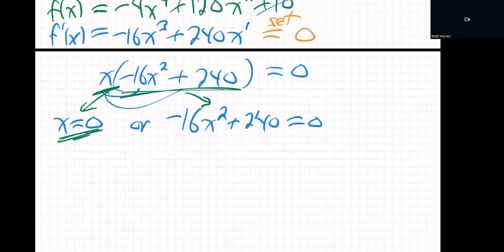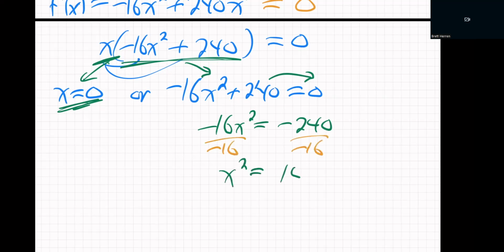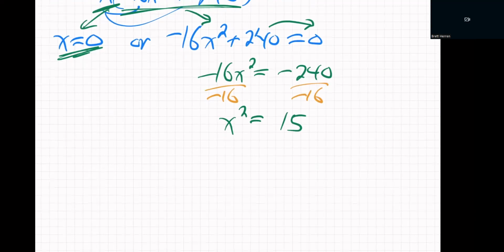So there's that answer. How do we solve this one? Bump that 240 over. So minus 240 divided by minus 16. I think that's 15, isn't it? 150, and then, yeah, right. Positive 15. Okay, and then what do you do from there? You root it, but careful. Plus or minus. Don't forget, that'll be death to this problem if you forget the plus or minus.